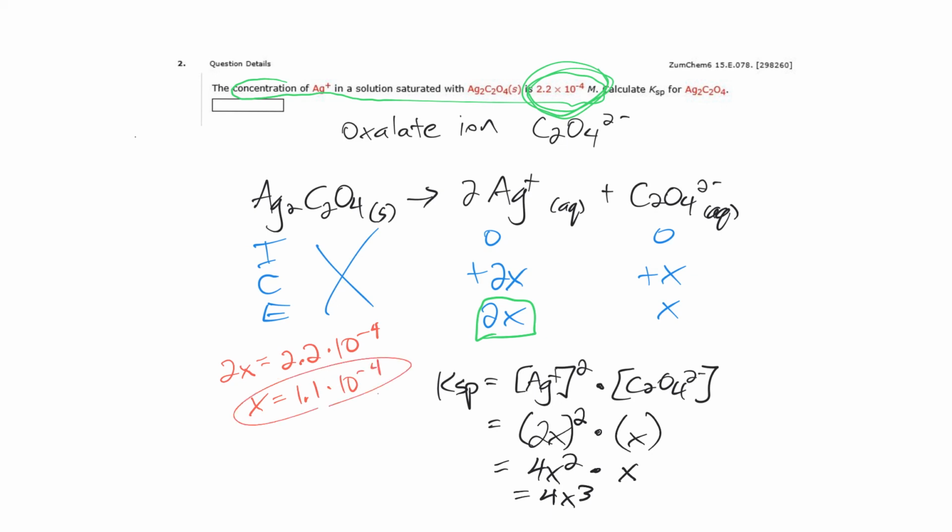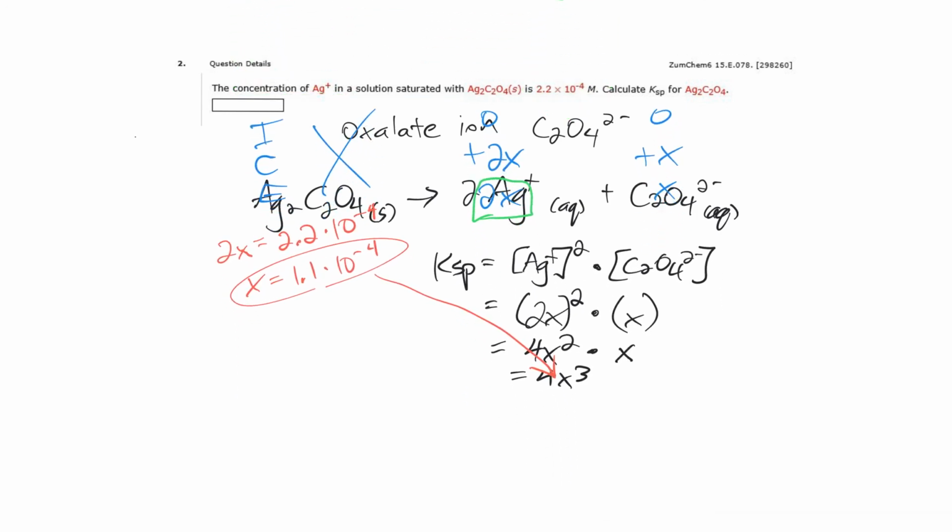Take that value and plug it into the Ksp expression. And then we'll get our final answer. So 4 times 1.1 times 10 to the negative fourth, all raised to the third power. And at this point you can pull out your calculator and crunch the numbers and you get 5.3 times 10 to the negative 12th for the value of Ksp.